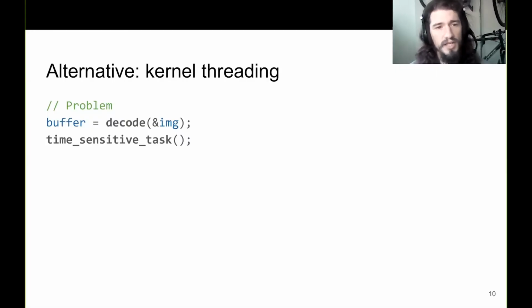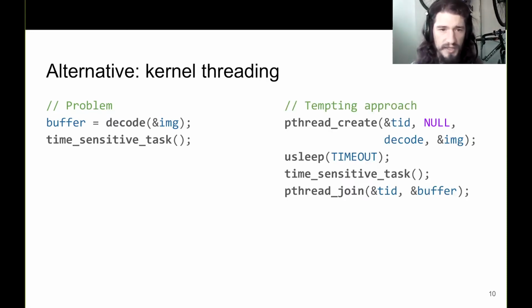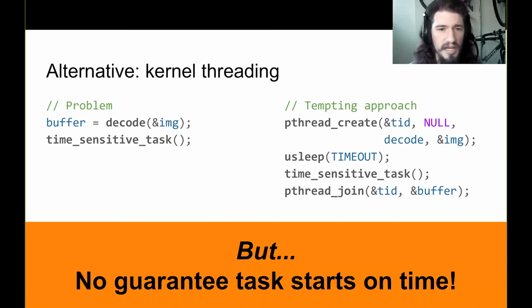We might instead seek to use a kernel thread. So instead of performing an image decode, for example, and then running our orange time-sensitive task, we could instead do the image decode on a separate thread and wait until the particular switchover point to do our time-sensitive task on this thread. The trouble is there's actually no guarantee that our task will start on time. Imagine the kernel schedules both of these things onto the same CPU core. Well, after the timeout goes by, it may well decide to schedule more decoding.